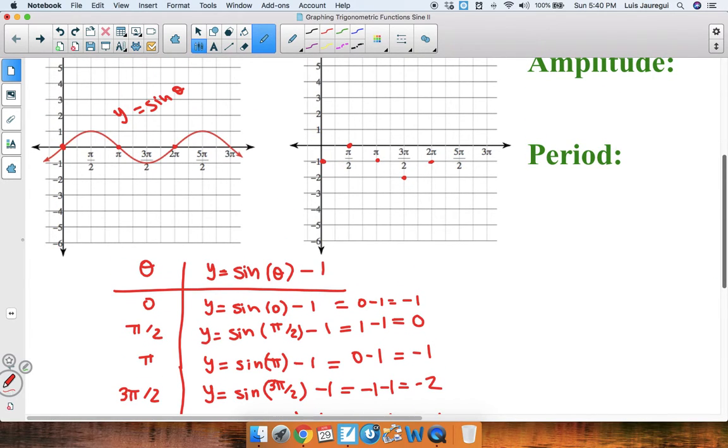And then we'll just connect these points carefully to generate our function y equals sine of theta minus 1. Okay, so notice that your parent function got shifted 1 unit down. So y equals sine of theta minus 1 means that you had a vertical shift of sine of theta 1 unit down.